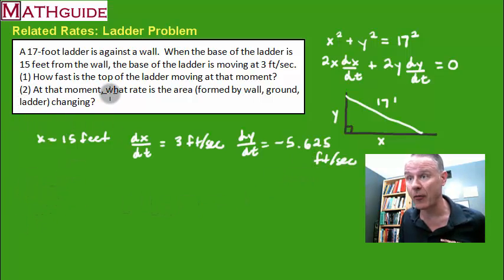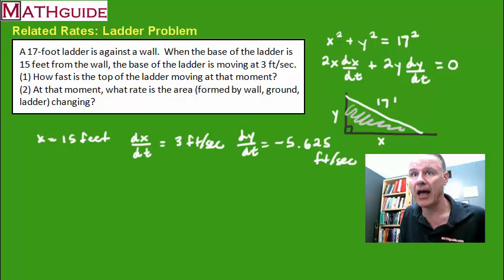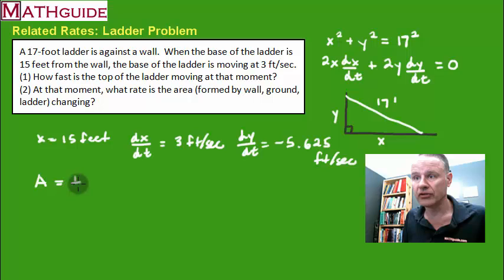Part 2 says, at that moment, how is the area changing? When they refer to the area, they're referring to the ground, wall, and ladder. So we're referring to all of this area inside the ladder. How do we get that area? Area, A, is equal to, since this is a triangle, 1/2 times the base times the height.